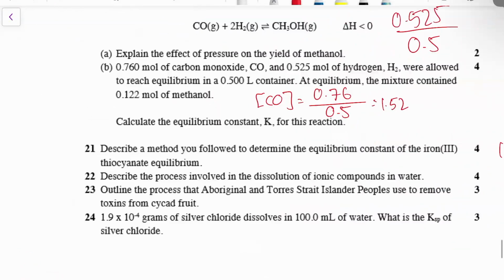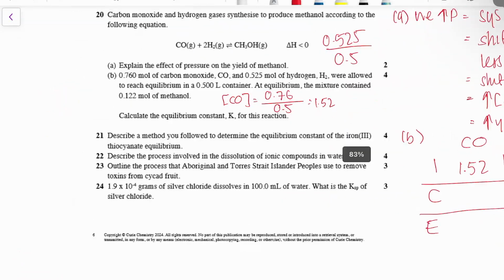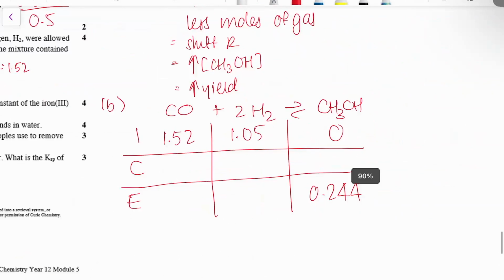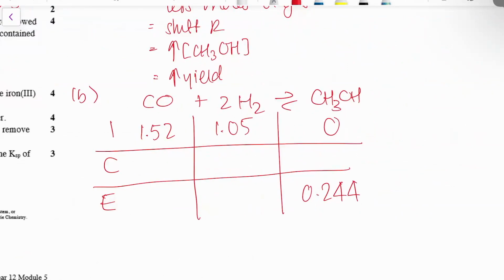And then at equilibrium, it's 0.122 moles of methanol. So 0.122 divided by 0.5, 0.244. So what's my change for methanol? Plus 0.244. What's my change for CO?